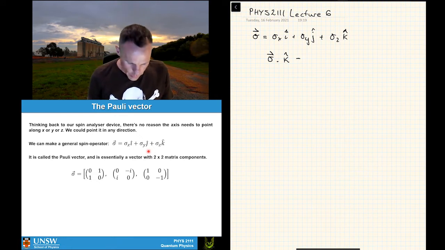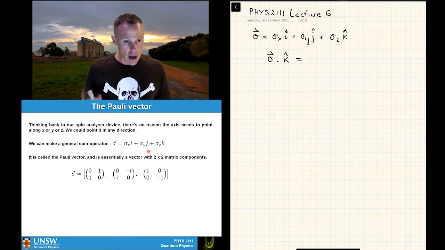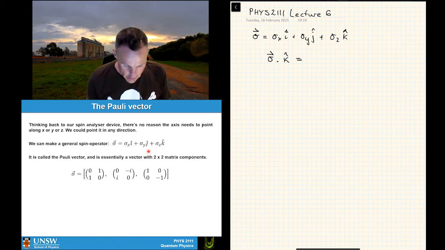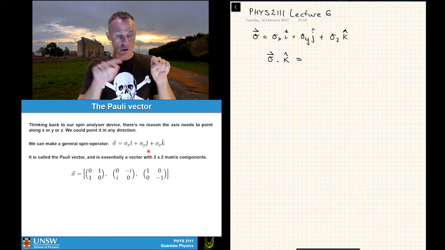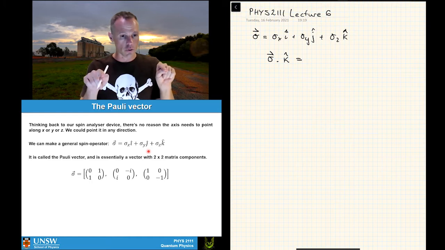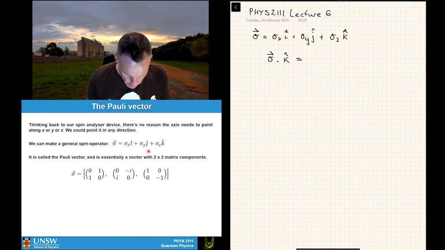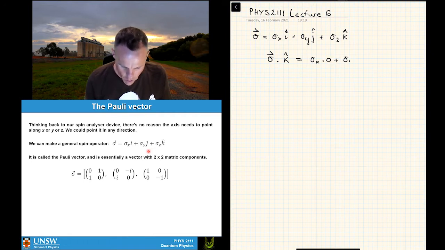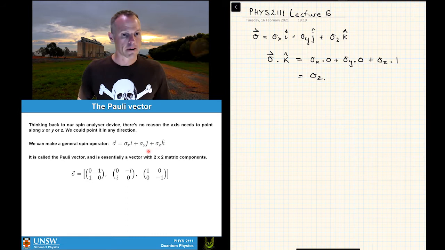What does this do? What we would get here would be, you know that the k vector is 0, 0, 1, right? So 0 for i, 0 for j, 1 for k. So this would be sigma x times 0 plus sigma y times 0 plus sigma z times 1, which would just give us sigma z, okay?